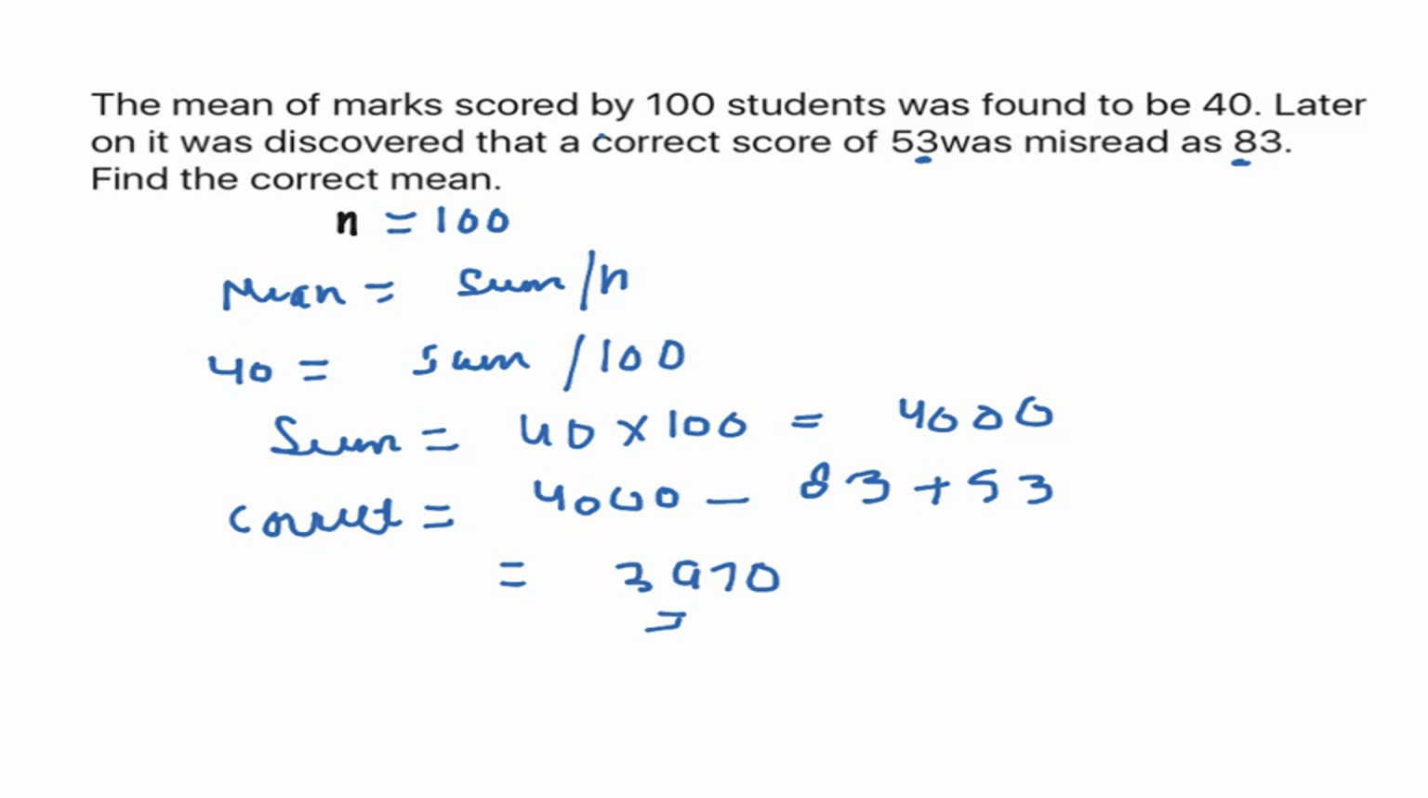Now we can calculate the mean. So mean will be the correct sum divided by 100, that is the number of observations, 100, given in the question. So we will get 39.7 as the correct mean.